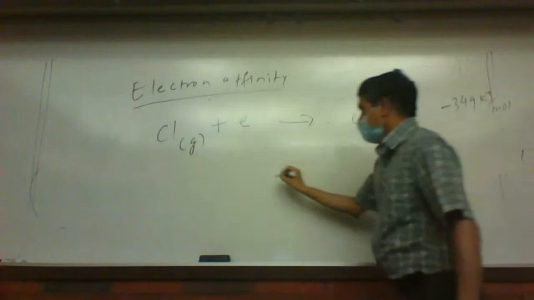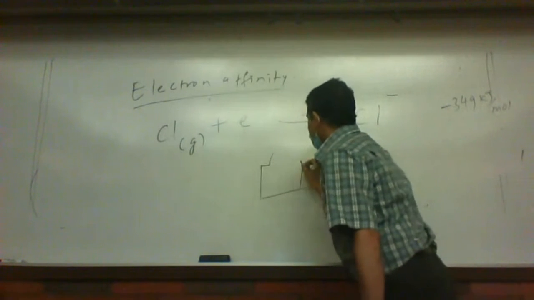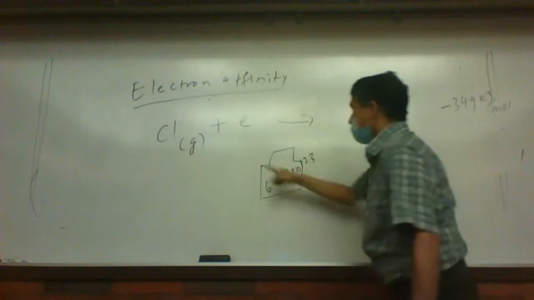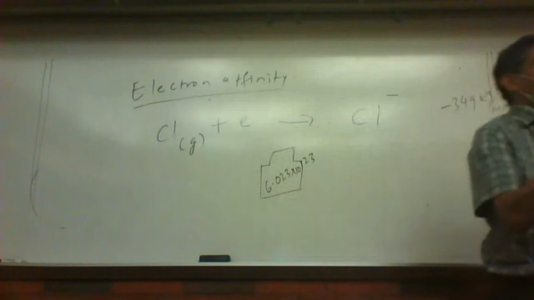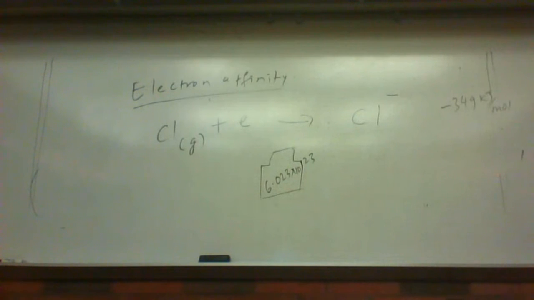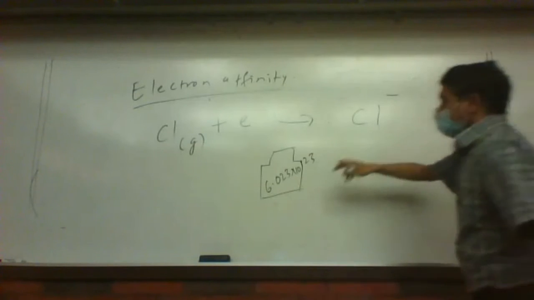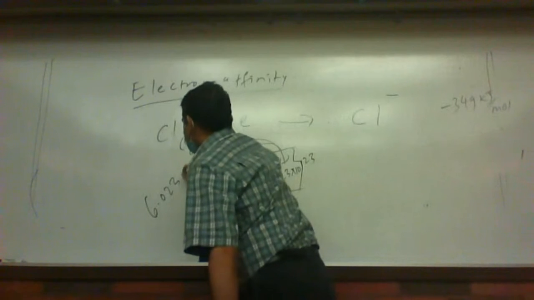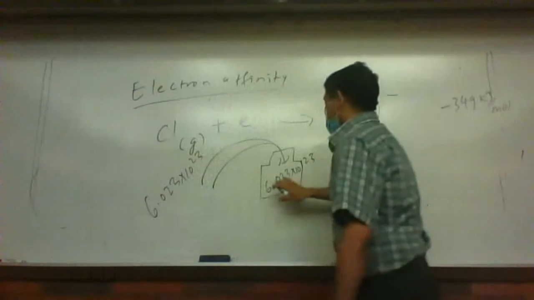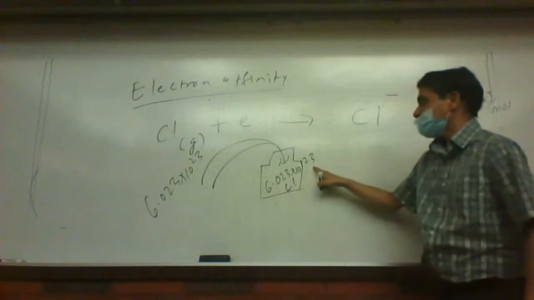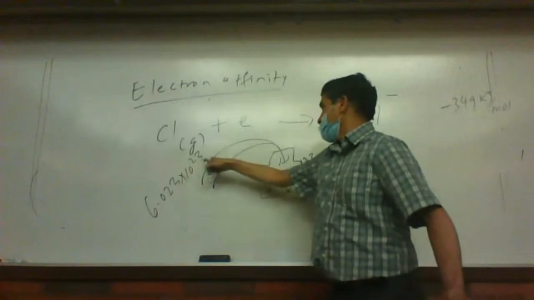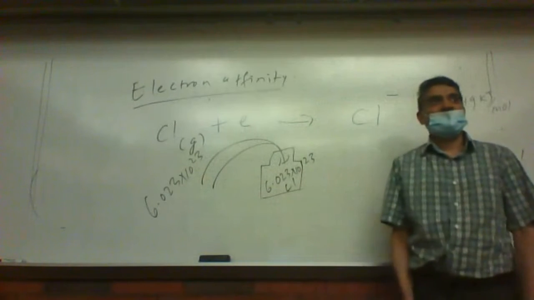Meaning that, let's say you have a vessel here, and you have 6.023 10 to the power 23 atoms of chlorine here, and they are all in gaseous state, and they are in the ground state. They have not absorbed any energy previously, right? Now I want to put 6.023 10 to the power 23 electrons here from outside. So these 6.023 10 to the power 23 chlorine atoms are here. Now I want to dump 6.023 10 to the power 23 electrons in this container, right?